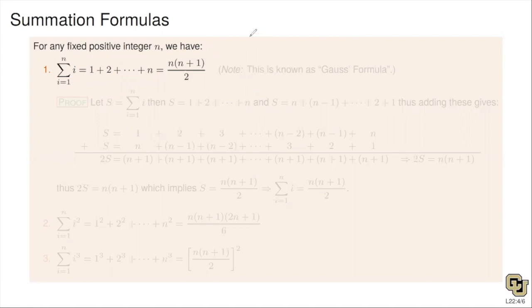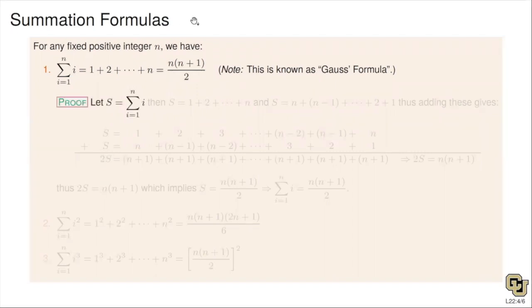So this is a famous formula here. As I said, it's known as Gauss's formula. Gauss is attributed with the proof, I think, when he was 7 years old. So Gauss got his PhD by the time he was 16 and was a full professor by the time he was 17. He's one of those overachievers.